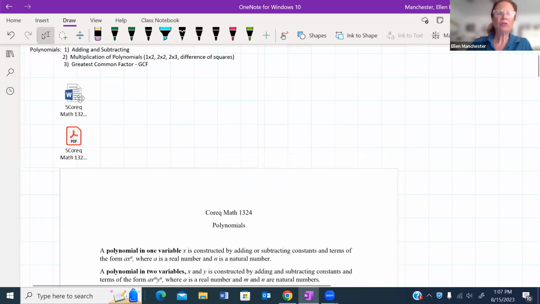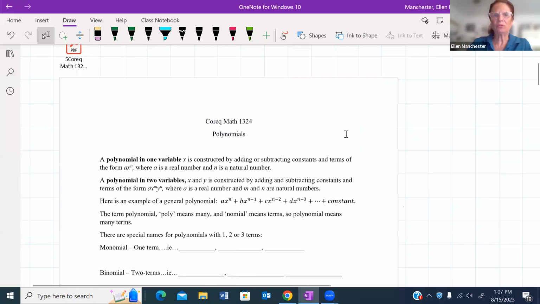Okay, so here are the documents. If you want to print one up, you can go ahead and do that, and then you can work right along with me as I'm going through these.